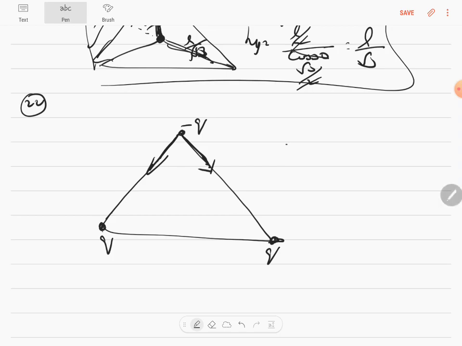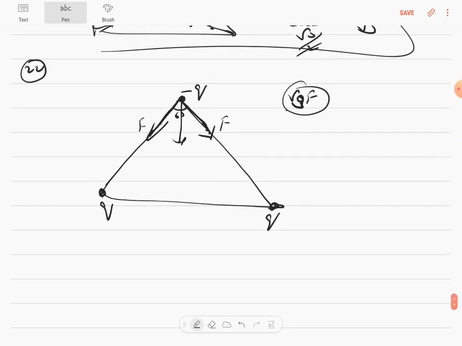So the force on this charge, the angle between them is 60. So you just have to find the resultant, which will be downward. And I told you 60 means root 3F. If one force is F and the other force is F, we can call it F because it's between Q and minus Q, and this is also between Q and minus Q. The resultant is root 3F, that's the resultant force which is acting downward on the minus Q charge.